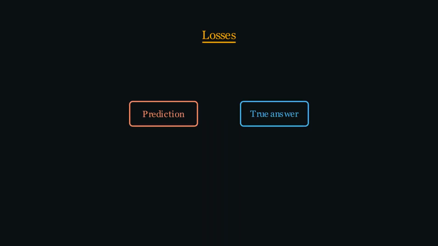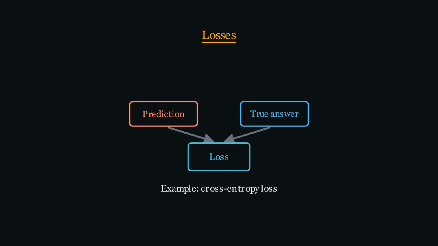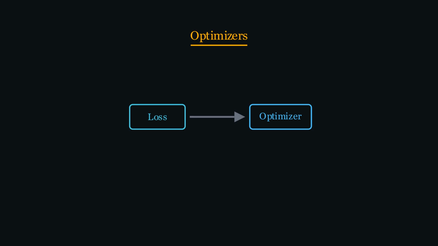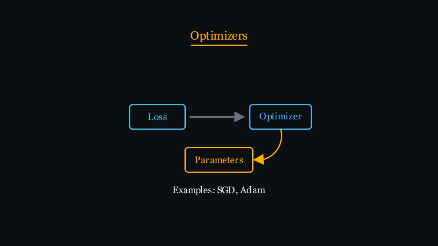A loss function compares the model's prediction to the true answer. It produces a single number describing how wrong the model was. For classifying images into categories, a common choice is cross-entropy loss. An optimizer looks at the loss and updates the model's parameters to make future predictions a little better. A looping arrow leads from the optimizer back to the model's parameters, nudging each one slightly. Common optimizers you'll meet are called SGD and Adam. Together, the loss and the optimizer are what make learning happen.